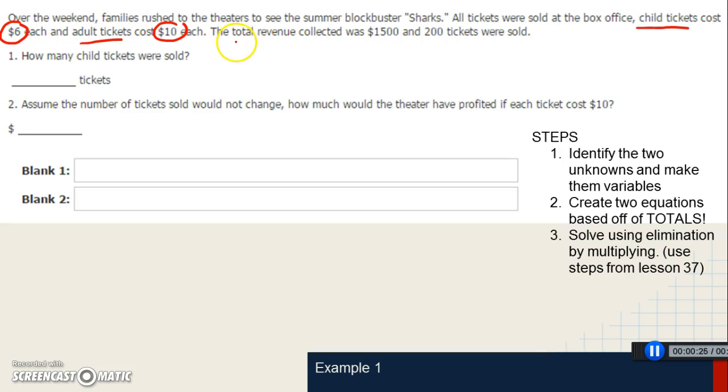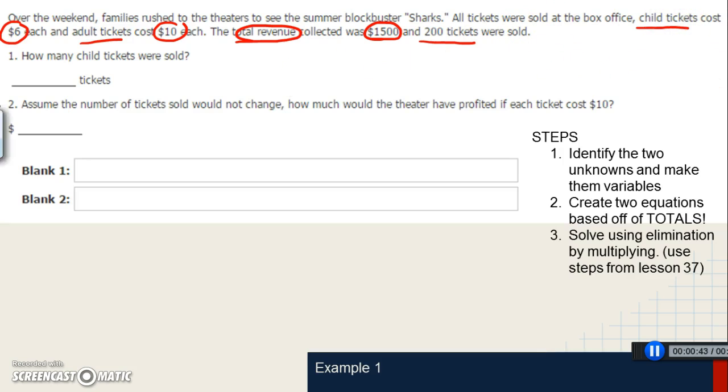The total revenue collected was $1,500, and 200 total tickets were sold. How many child tickets were sold is the first question that we have to answer. So we're going to identify our two unknowns, and the annotations actually do that for us.